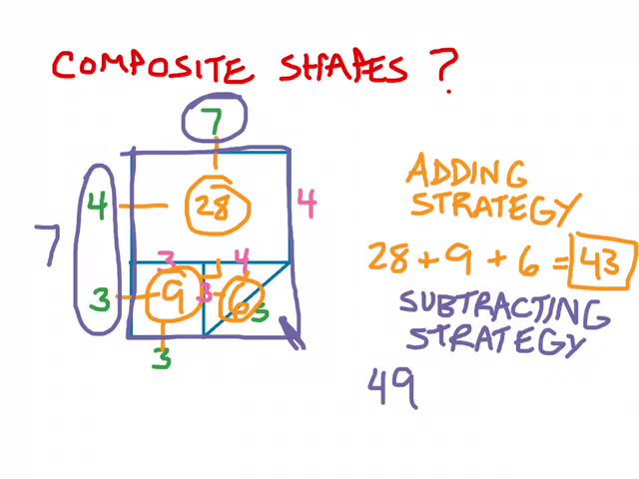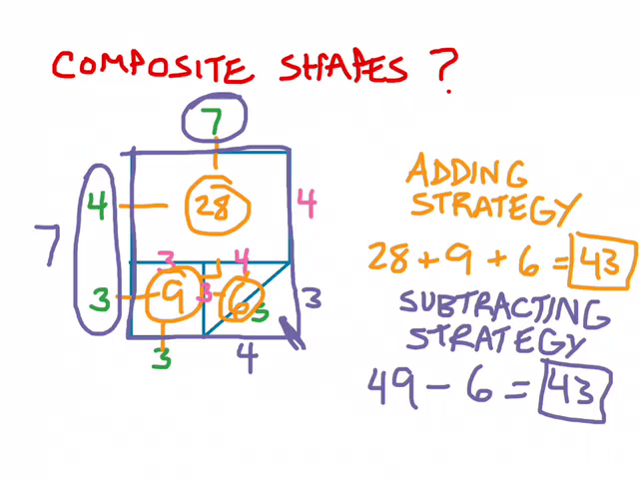In this case, that triangle has a base of 4, and I'm carrying that down from here. And it has a height of 3, which I'm bringing over from the opposite side as well. Again, area of a triangle, base times height, 4 times 3 is 12, and half that, so it's 6. So I need to remove that 6, because that's not part of the area of the actual thing I want. So 49 minus 6 equals 43. And so you can see with either the adding strategy or the subtracting strategy, I get the same answer, 43 square units.